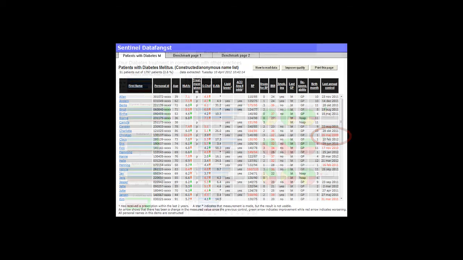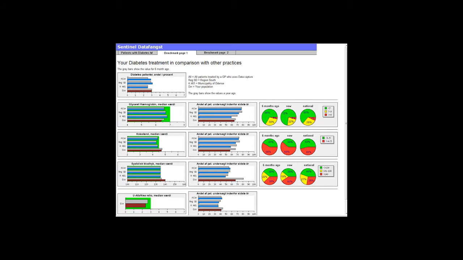Here is a benchmark where you can benchmark yourself against 6 months ago. The red bar is the actual situation. The gray bar is for 6 months ago, and here you can compare with your colleagues in the municipality, your doctors in the region, and the doctors at the national level. So nearly 4% of all patients have diabetes registered in Denmark. And here you can see the level of HbA1c, and how many patients you have seen in the last year.